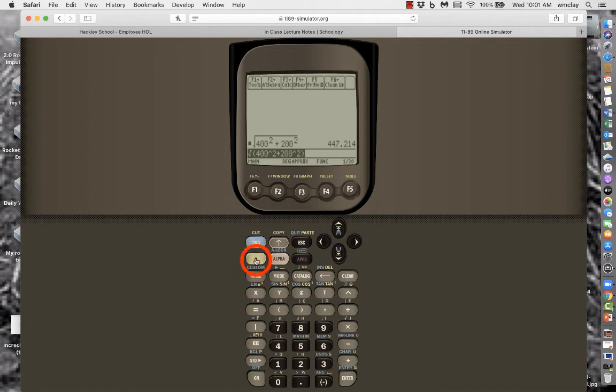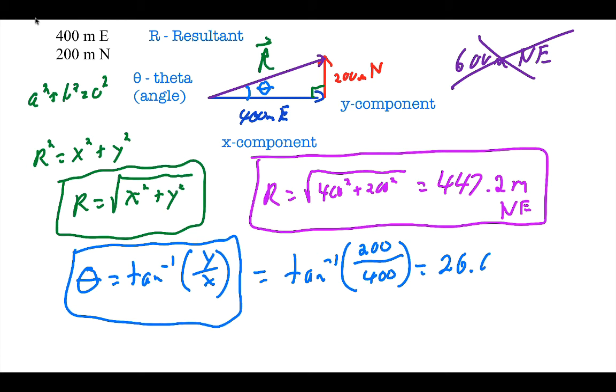So I want to start off by hitting the green button and this button, and that opens up inverse tangent with a parenthesis. I can then type in my values, 200 divided by 400, close the parentheses, very important, and hit enter. And there's my angle, 26.6 degrees. Degree is the unit of angle. So the answer to this is 447.2 meters, 26.6 degrees northeast.